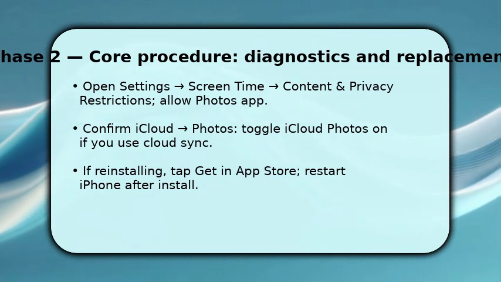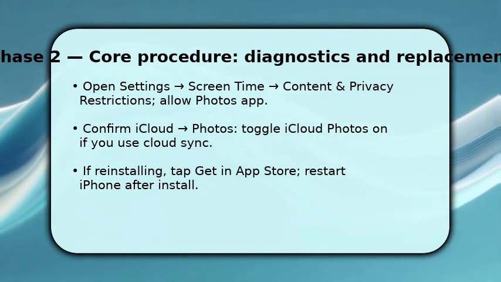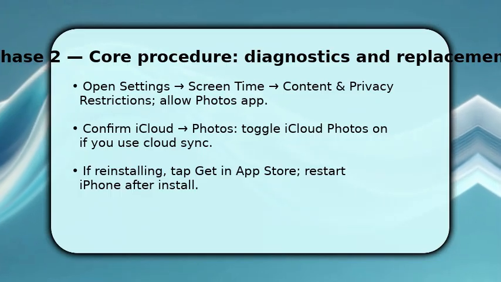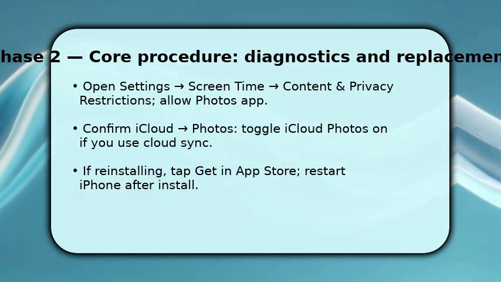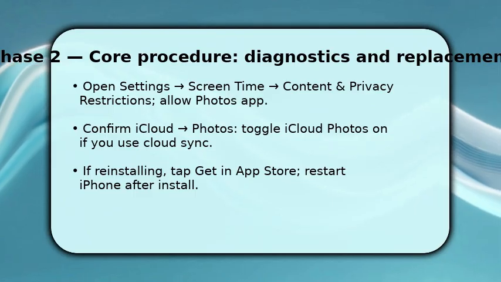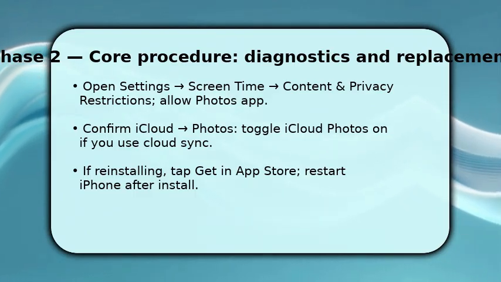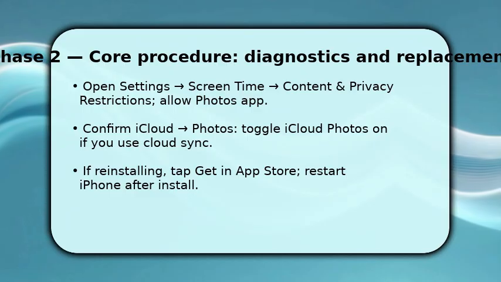Go to Settings, then Screen Time and Content and Privacy Restrictions. Make sure installing apps and photos access are allowed. Next, open iCloud settings and confirm iCloud Photos is enabled if you rely on Cloud Sync. This ensures your library returns.